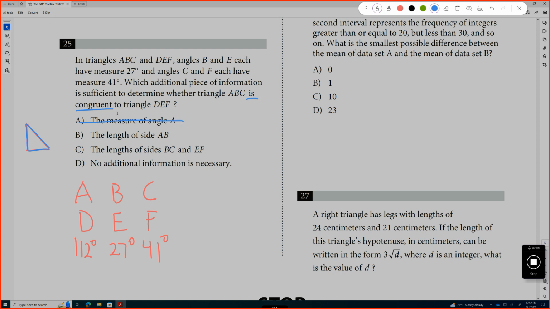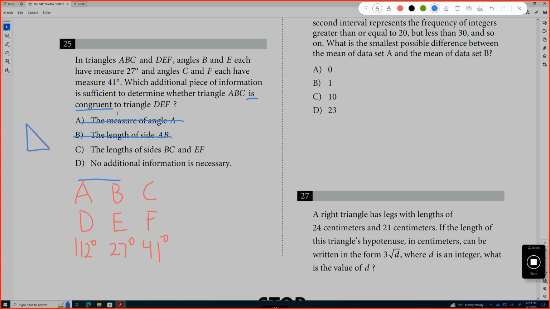The length of side AB, that would be nice, but that only gives me one of the triangle sides, AB. So I don't know what DE is. It could be twice as big or half as big.